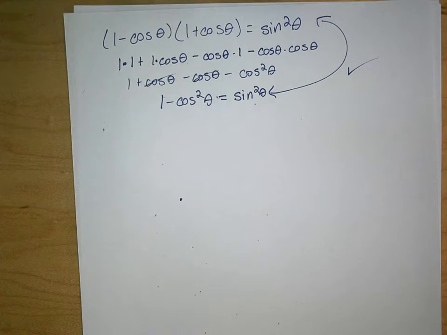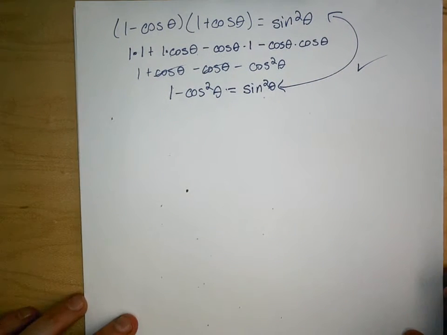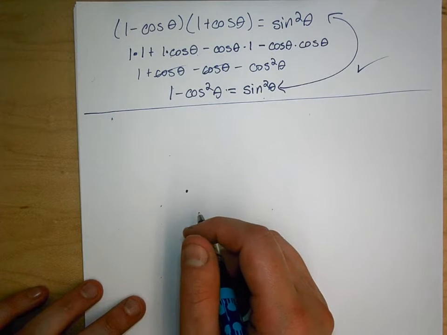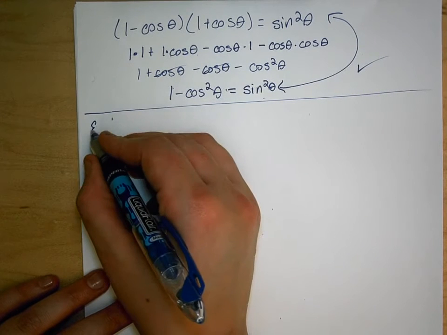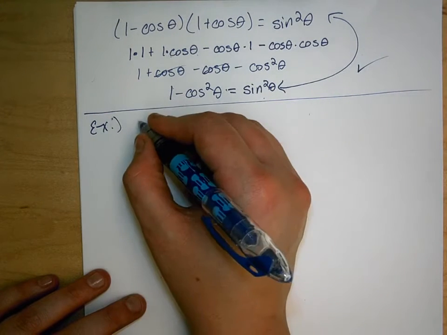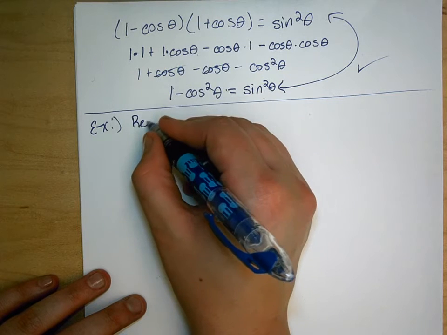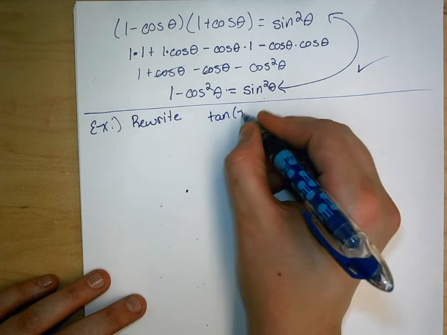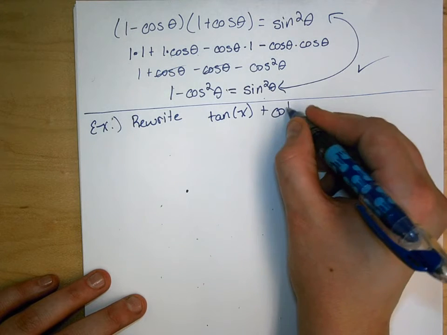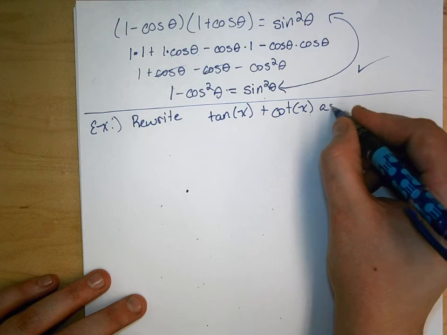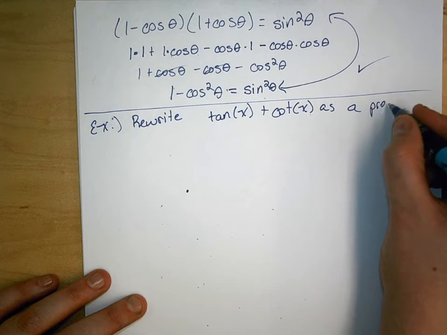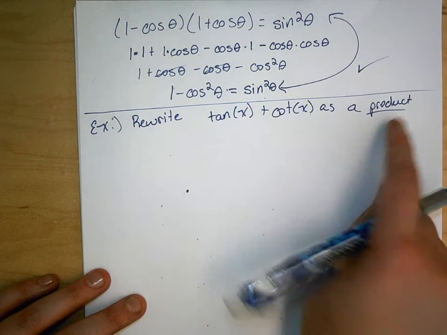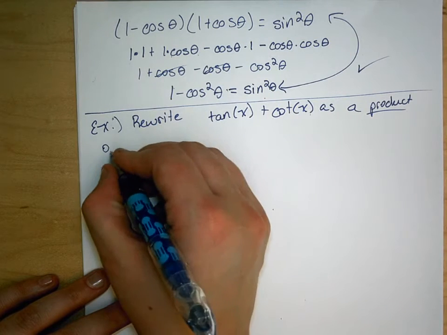Okay, so we can also take advantage of these new trig tools that we have in rewriting expressions. So for example, let's say that we're asked to rewrite tan of x plus cotangent of x as a product. So product means we're going to be multiplying two things together as a product of two trig functions.